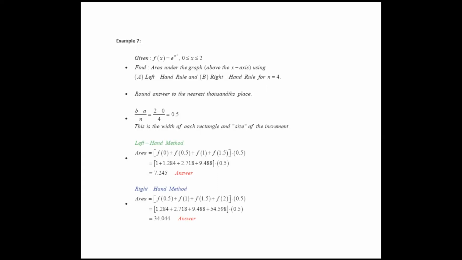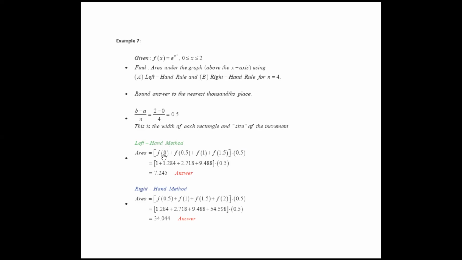Now what we're doing is, here's our function, e to the x squared from 0 to 2. And we're told that n is going to be 4, left-hand and right-hand. But let's see what you do. First of all, here's your star of the problem: b minus a over n. Now a is 0, b is 2, so it's 2 minus 0, which is 2, over n. So that's 2 over 4, or 1/2, 0.5. That's your width, that's your increment.